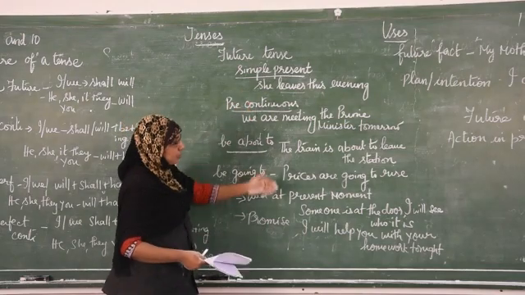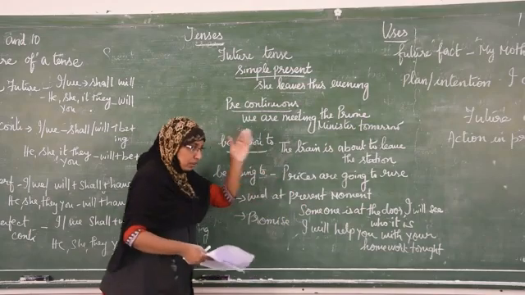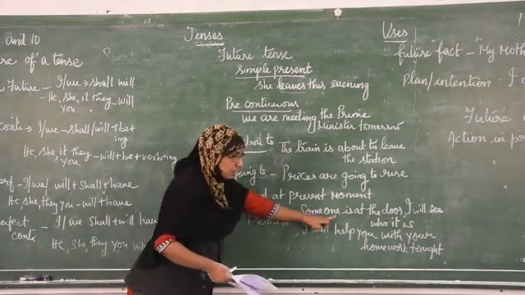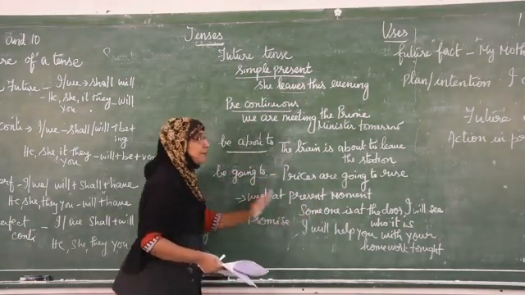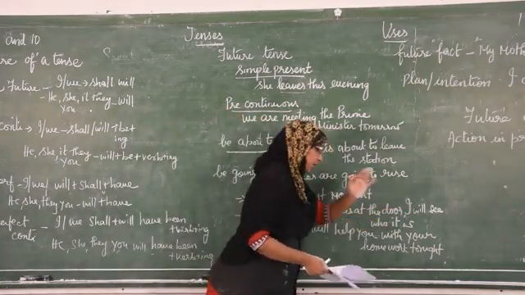Then it is used at the present moment, as I told you. She leaves this evening. Same thing. Someone is at the door. Though the verb is in present form, it still refers to the future. So what will you be doing? I will see who it is.